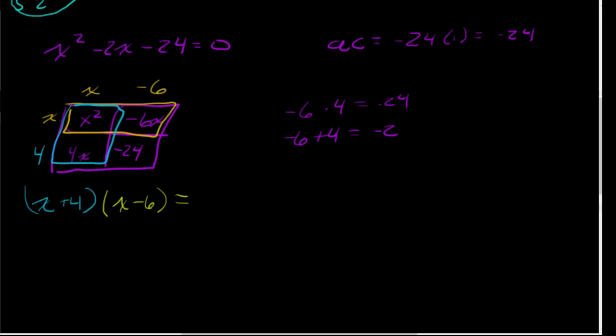And notice it says to solve by factoring, so we do need to go and solve it. So this is equal to 0. We'll set x plus 4 equal to 0, and over here we'll set x minus 6 equal to 0. I'll subtract 4 from both sides here, and we get x is equal to negative 4. I'll add 6 to both sides here, and we get x is equal to positive 6.